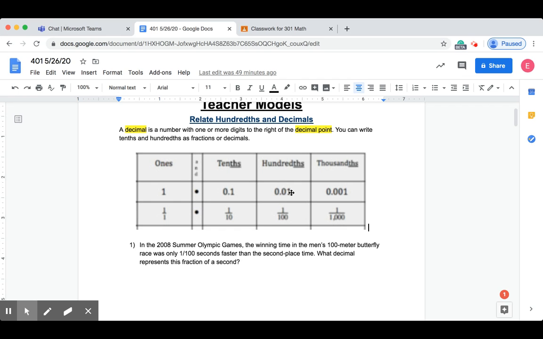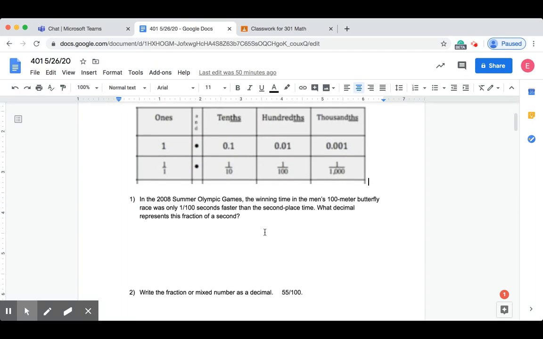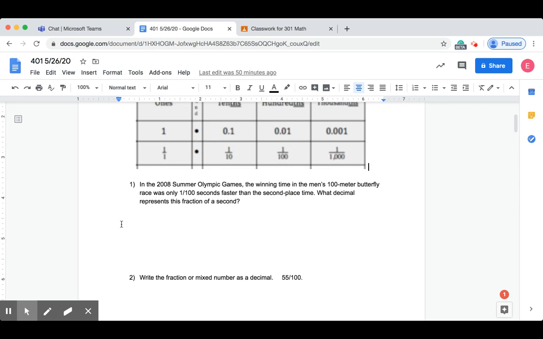Now, when we get into it a little bit later, you're going to see that sometimes with the hundredths, you'll still put a number in the tenths place. It's where the number ends, what place value the number ends in, not where it starts. And I will demonstrate that as we go on.